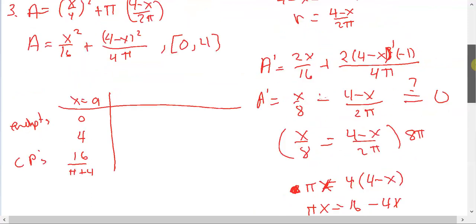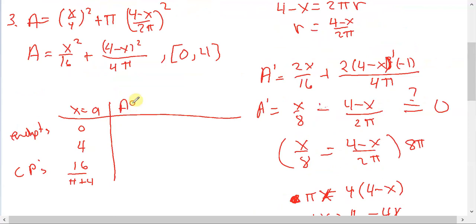Now, plugging these in to figure out which one's the largest and the smallest, so I can find my absolute extrema. 0 is not too hard to plug in. I get 0, and then I get 4 squared over 4 pi, so that's going to give me 16 over 4 pi, or 4 over pi. And 4 over pi is not too hard to imagine what that's equal to. 4 is bigger than 3.14, so this is going to be bigger than 1. It ends up being about 1.27 if you use a calculator.